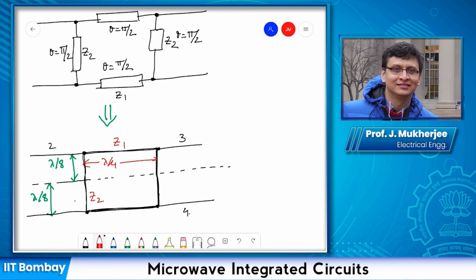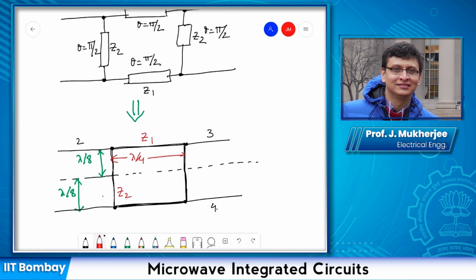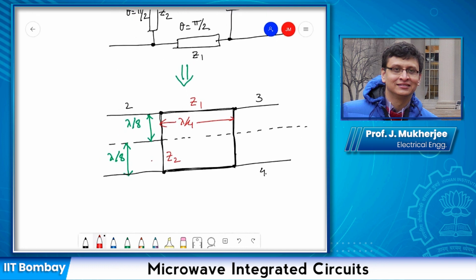So now the way we will analyze this is what we call the even odd mode analysis, which is similar to what we saw for the Wilkinson power divider. So here, say if I introduce a signal A1 incident at this port, then that can be resolved like this into two modes, as a combination of two modes.